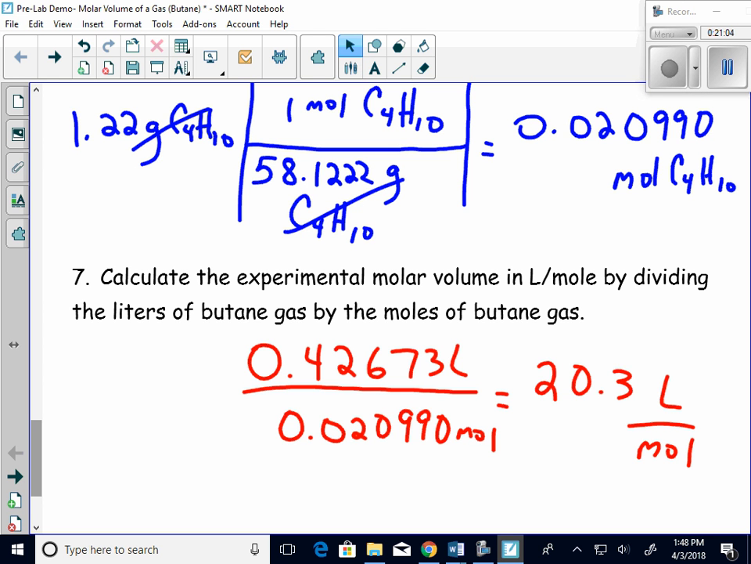What should my theoretical value at STP be for butane gas? 22.4 liters. So that's not terribly far off, is it? Could I calculate my percent error? Absolutely I could. Now save that paper, save all those calculations. Your homework is going to be very similar to that.